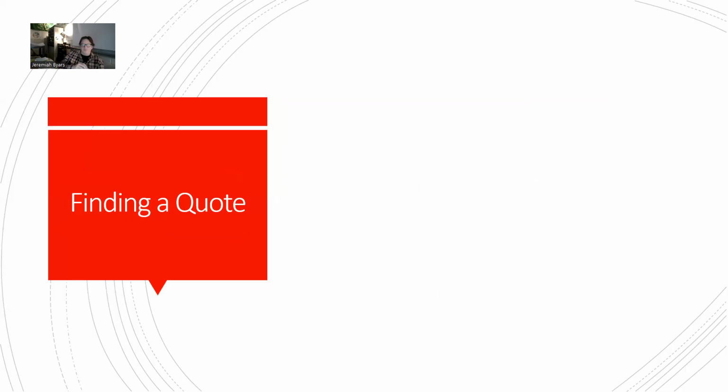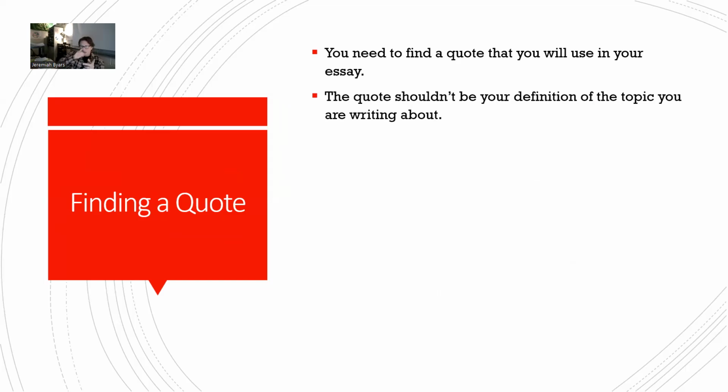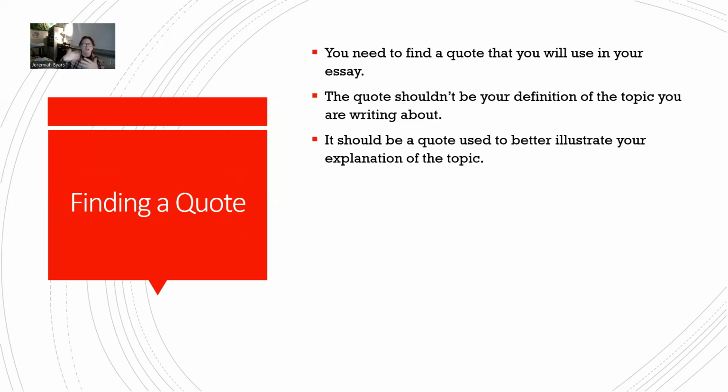After you pick your topic, you got to find a quote. All right. Now, listen, here is the stipulation about the quote. There's a lot of people who are going to do this incorrectly. I'm going to be annoyed. You need to find a quote that you will use in your essay, but the quote shouldn't be your definition of the topic you are writing about. I don't want you to find a quote that's a definition. That's not what I'm looking for. It should be a quote used to better illustrate your explanation of the topic. It should be used in your definition paragraph, but to help us better understand it. It's not a definition though.